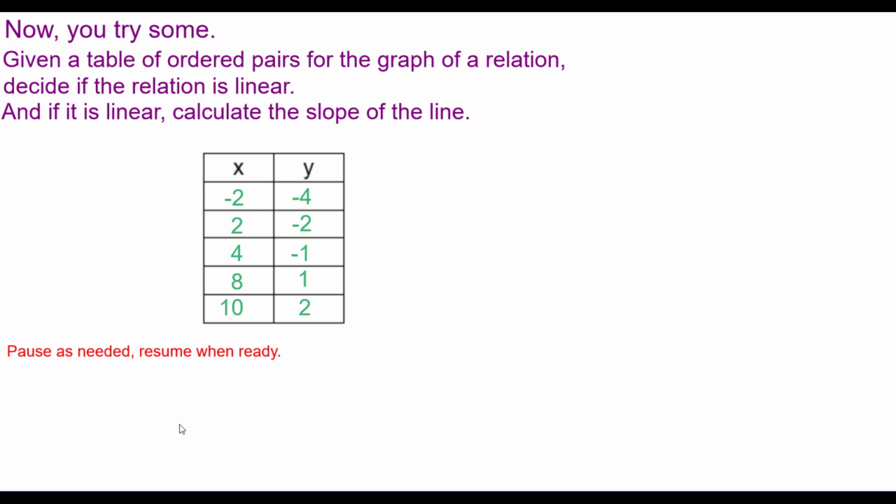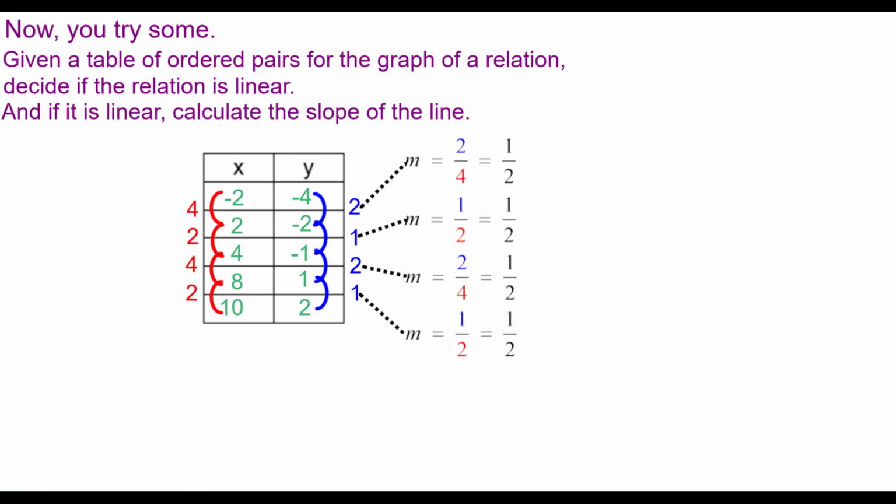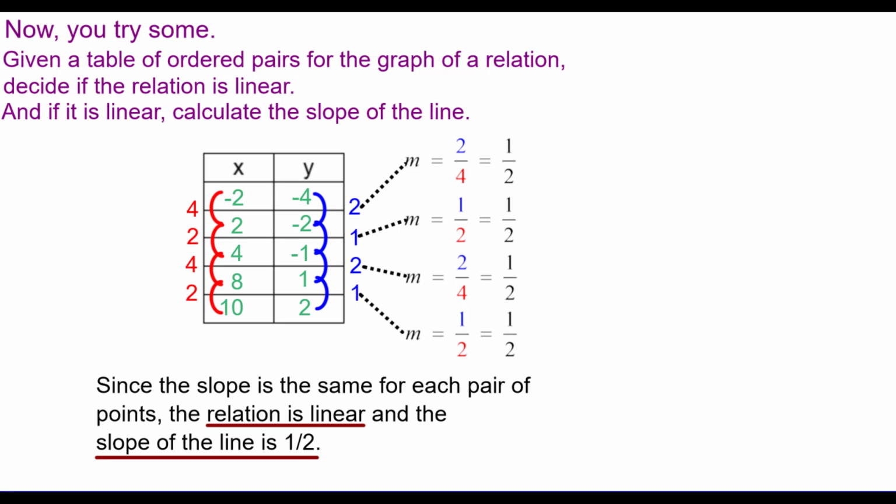All right, another example. Press pause as needed. Resume when you're ready. Here the change in y's in blue, change in x's in red. Make the corresponding ratios, and the slope is always 1/2. So the relation is linear. The slope of the line is positive 1/2.